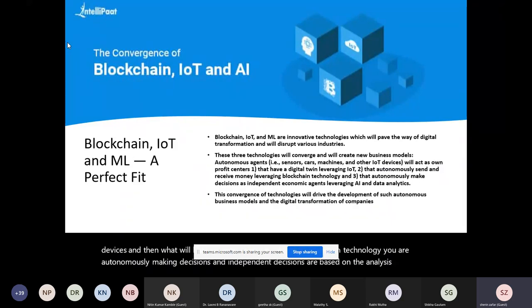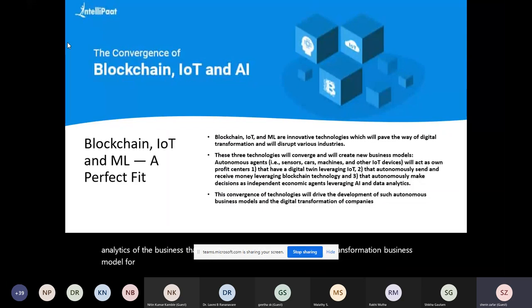So this perfect fit comes into the picture, where three things are most importantly required for a business. That is trust. Number two is leveraging your digital identity in terms of IoT specification. And number three, most important, is providing analytics of the business that you have done. So this will be a digital transformation business model for various types of organizations.